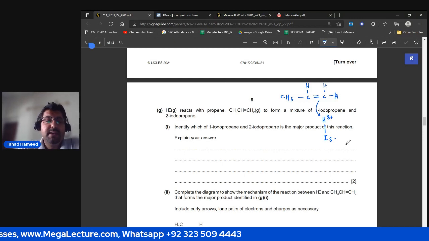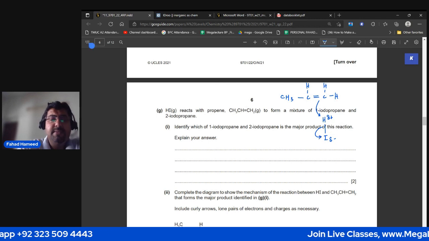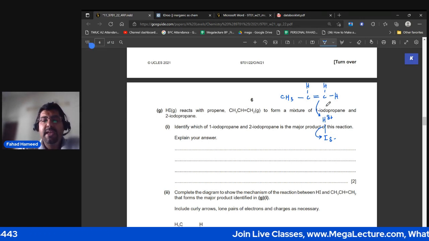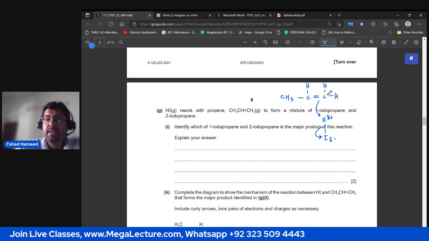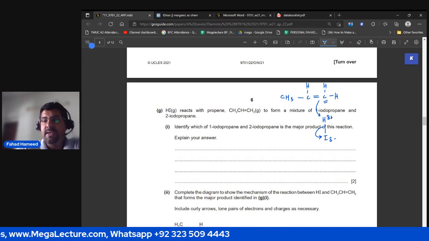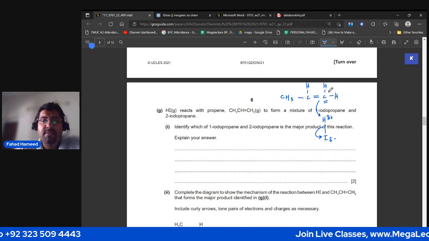So that's how the mechanism of electrophilic addition happens. The I gets repelled. That's the first step. So the H will either bond with this carbon atom or with this carbon atom. The rule is that the H likes to bond with the carbon that's already bonded to more H atoms. So this carbon is already bonded to two H atoms directly, so it's going to bond with this one.